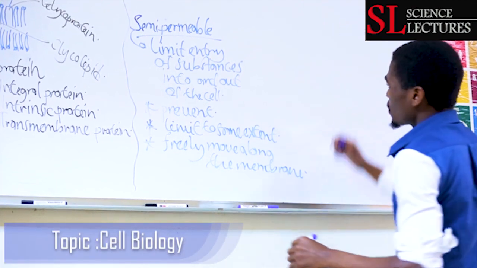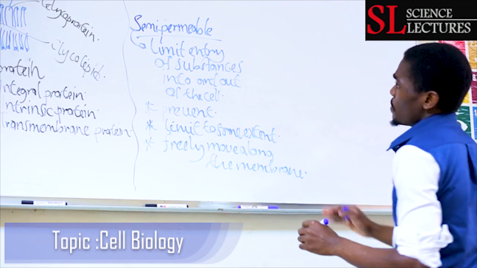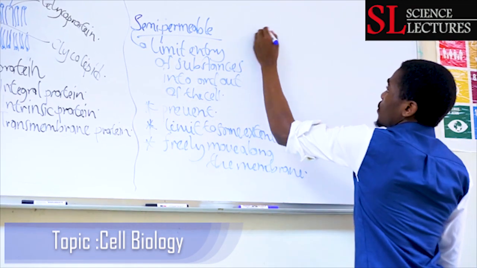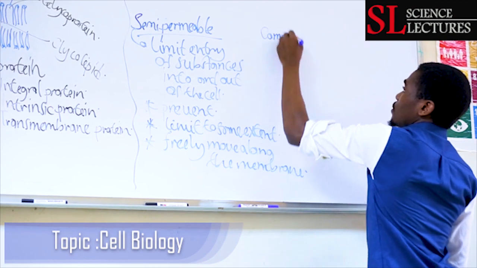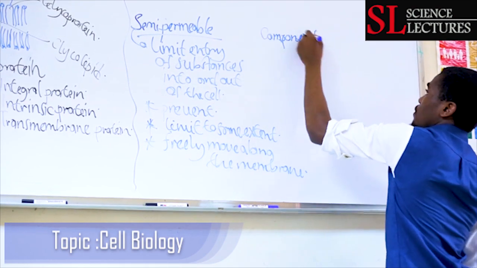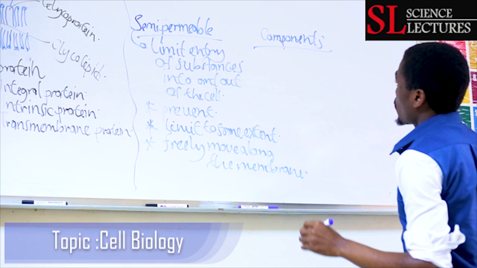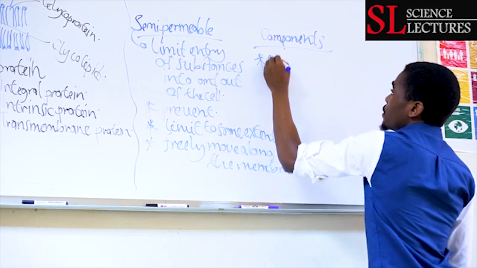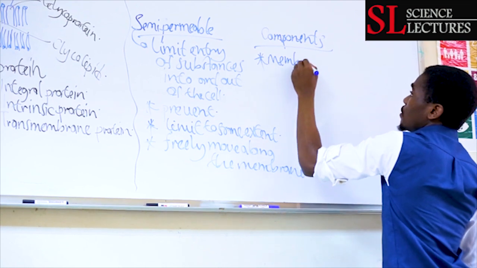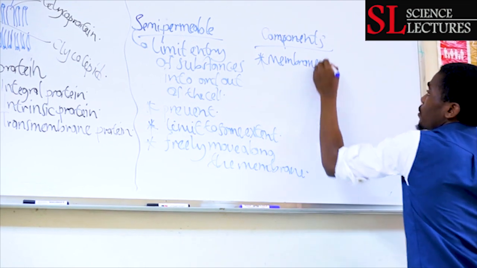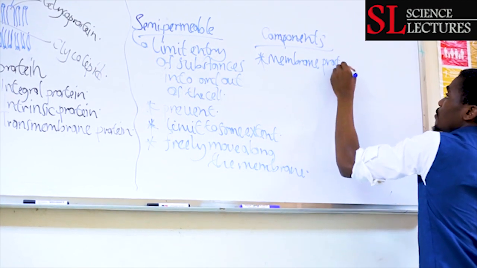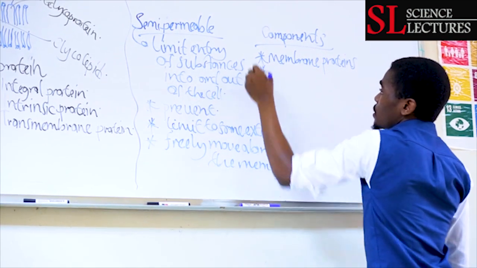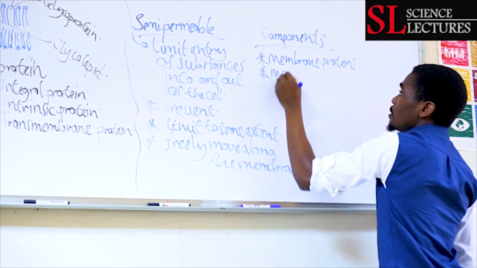I want us to go through the basic components of the cell membrane. There are three main components. The number one component is the membrane proteins. Then the membrane lipids.